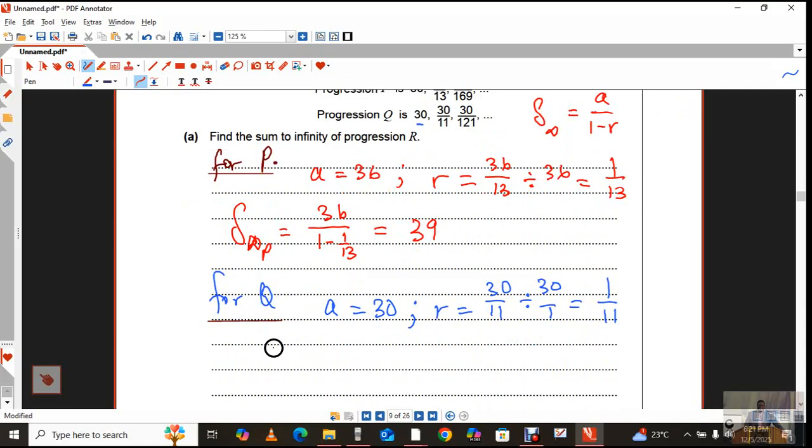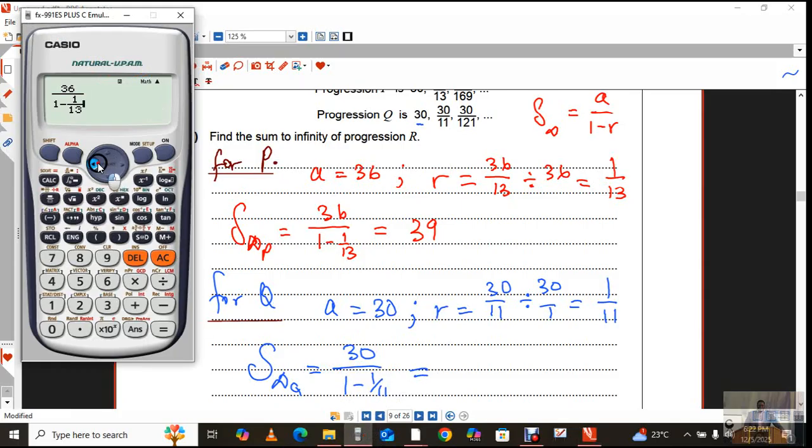So what is the sum to infinity of Q? It's going to be A, which is 30 over 1 minus 1 over 11. So let's see what we get. So that's 1 over 11, and then over top there must be a 30, if I'm not mistaken. It's 33.